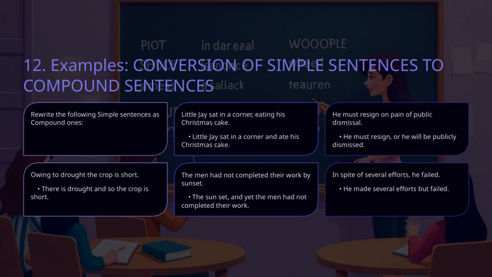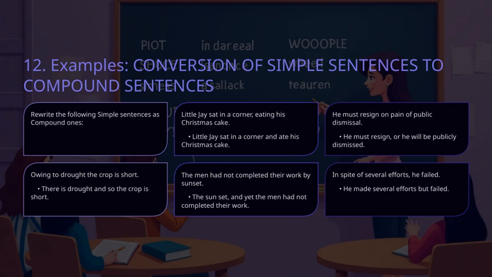For instance, take the sentence, "Owing to drought the crop is short." To turn this into a compound sentence, we can say, "There is drought and so the crop is short." Here, we've linked the cause and effect more clearly using "and so."